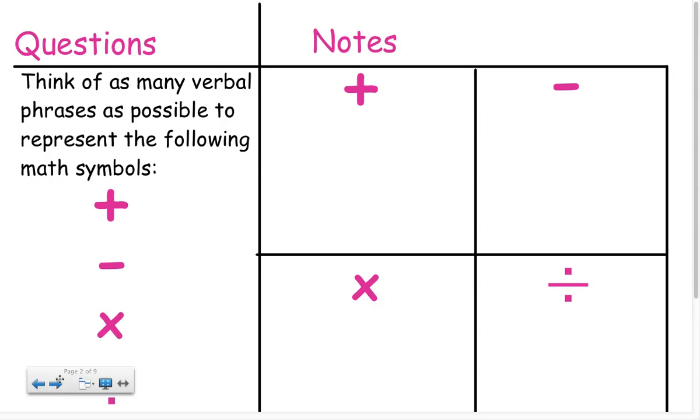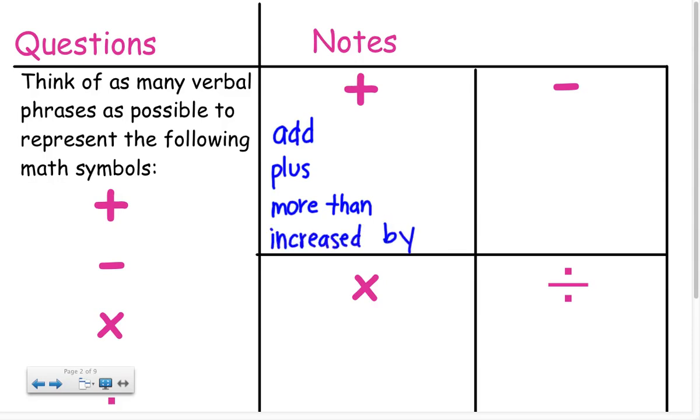Think of as many verbal phrases as possible to represent the following math symbols. So we're going to write in each box as many verbal phrases as we can come up with for the symbol. So the first one, we've got add, plus, more than, increased by, and sum.